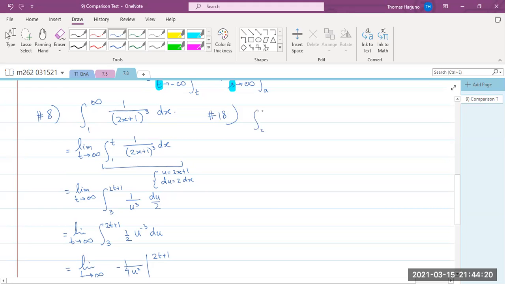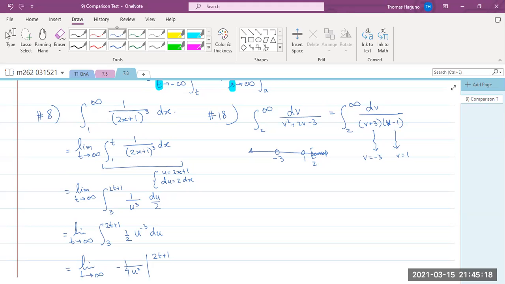Number 18. This is integral from 2 to infinity of d phi over phi squared plus 2 phi minus 3. Let me factor this first so that I have a feeling if I can really do this or not. This is phi plus 3 and then phi minus 1. What I meant by whether we can do it or not is that we have singularity. It becomes undefined if phi is negative 3 or phi equals 1. So the domain of this integrand is all real numbers except -3 and except 1. Now, the good thing is our integral actually starts from 2 to infinity. Even though this integrand has singularity in the function, it happens to not be in the domain. So we still treat that as type 1.